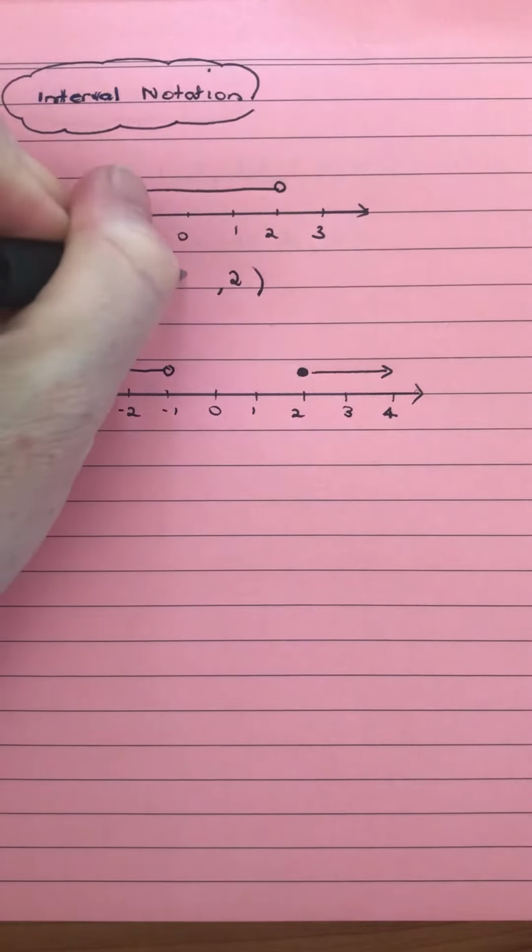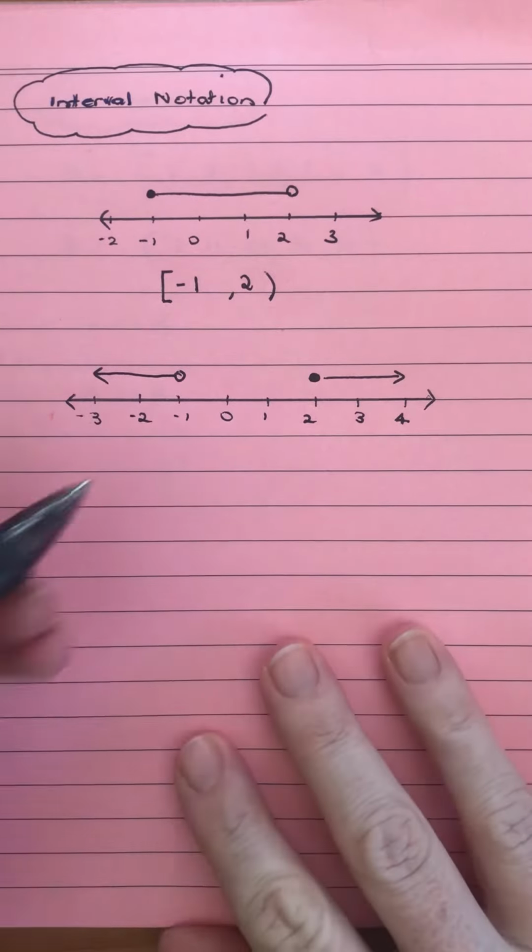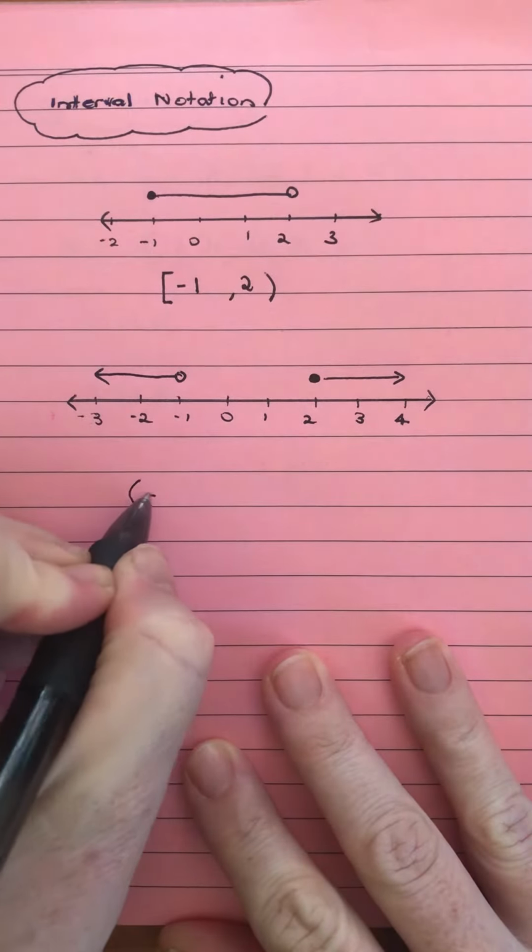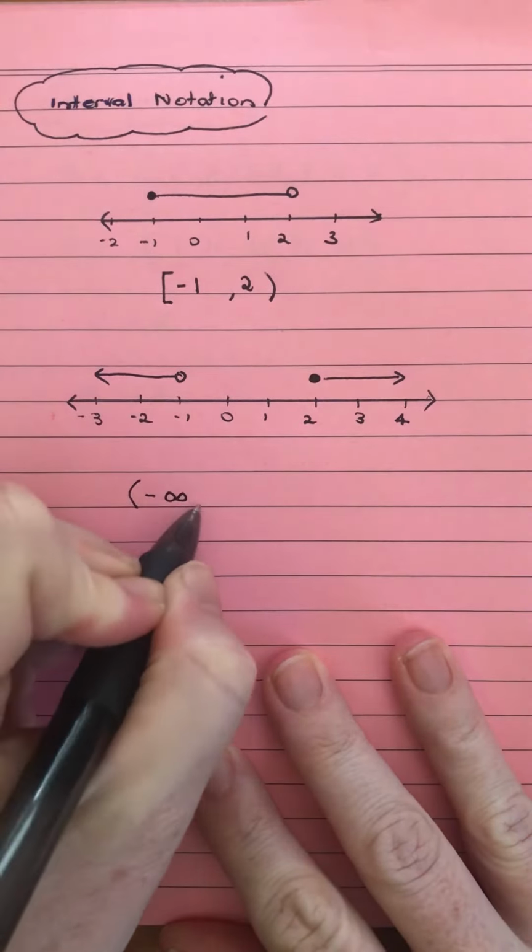Here we've got two different things happening here. So we've got the -1 to infinity. So we have our curve bracket for the -infinity and curve bracket for the -1. And we also have the box bracket for the 2, and it's going up to positive infinity.